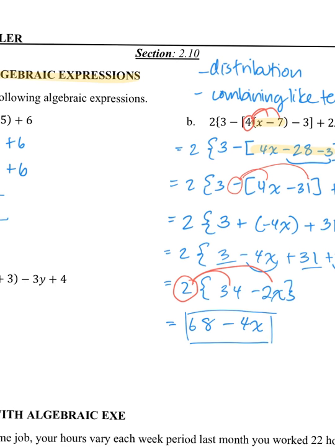So let's take a look at C. Okay, so now for this one, we don't actually have an innermost parentheses. It's a little different than B. For this one, we just have 2 separate parentheses going on. We've got this one and this one. And when we look inside both of them, there are no like terms to combine.